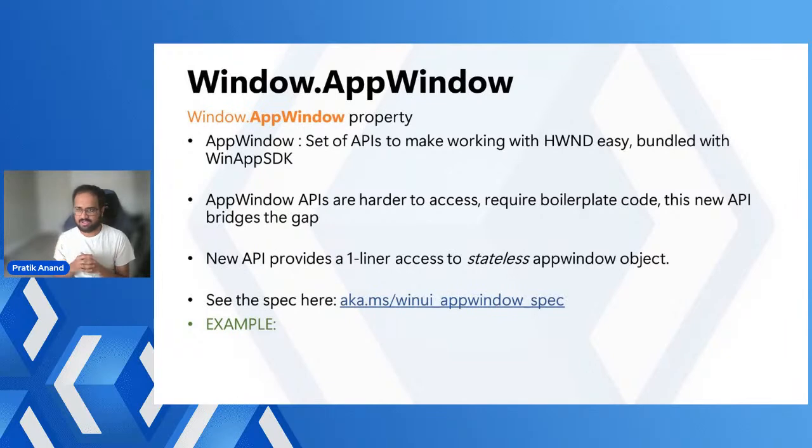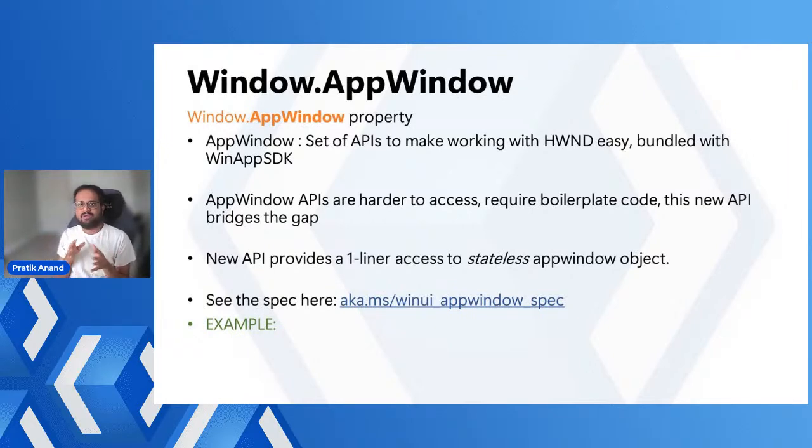For those who are not familiar with app window, it's a new set of APIs which is a wrapper around your HWND Win32 operations. So if you want to move your window, resize it, or set its icon, instead of fiddling with the Win32 API calls, you can just use the app window APIs to quickly get them done. It uses the same coding paradigms as the rest of WinApp SDK, so it makes it quite easy.